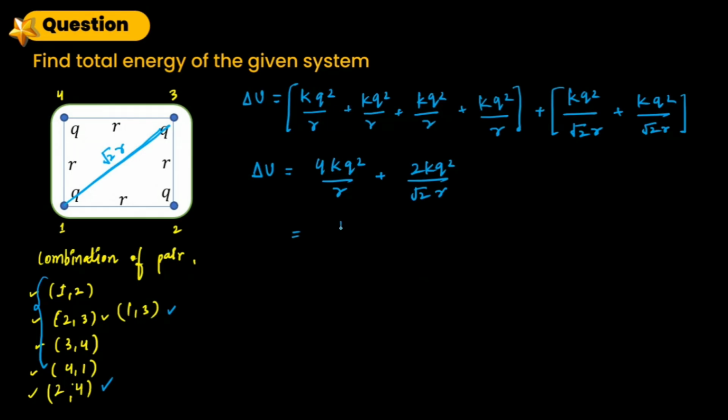In order to solve it, we can take a few things common. Kq square over r can be taken out as common, and what we are left with inside is 4 plus root 2. So this is going to be our answer.